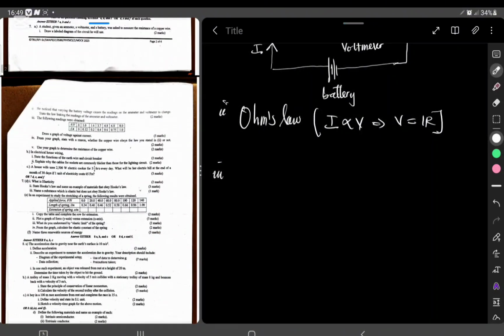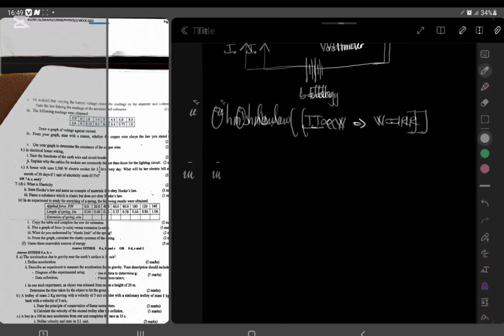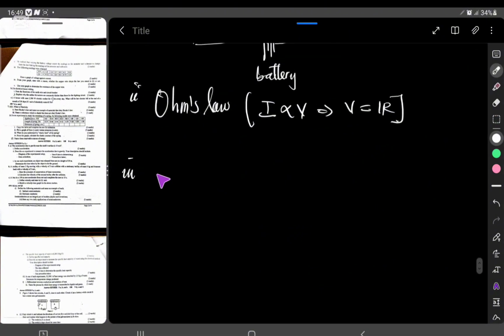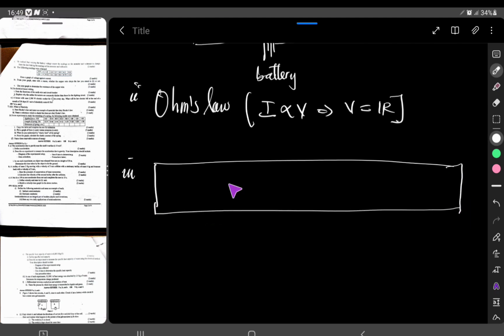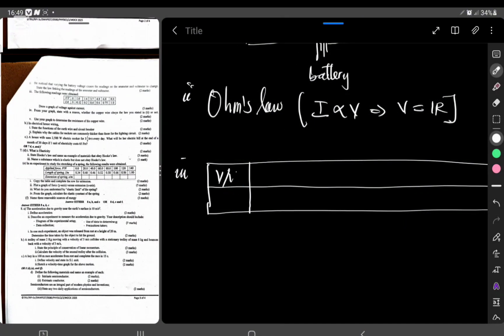Now Roman 3. In Roman 3, we are to sketch a graph. So the very first thing I'll do is recover my table. And from there we analyze how we are going to sketch the graph, looking for the scale, labeling our axes, and many other things that we'll look at. So let me quickly get my table of values. So I have this. I'll have a table as such. Always copy the table again into your answer sheet. So we have our table. We have values of V in volts and values of I in amperes.